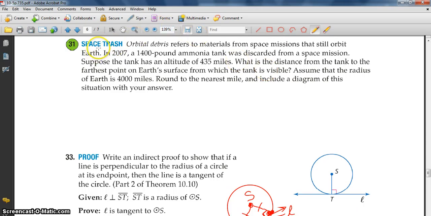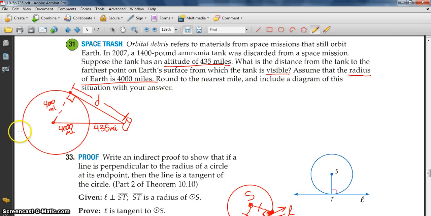Speaking of garbage, we have space trash on this next problem. Orbital debris refers to materials from space missions that still orbit Earth. In 2007, a 1,400-pound ammonia tank was discarded from a space mission. Suppose the tank has an altitude of 435 miles. What is the distance from the tank to the farthest point on Earth's surface from which the tank is visible? Assume that the radius of Earth is 4,000 miles, round to the nearest mile, and include a diagram of this situation with your answer.